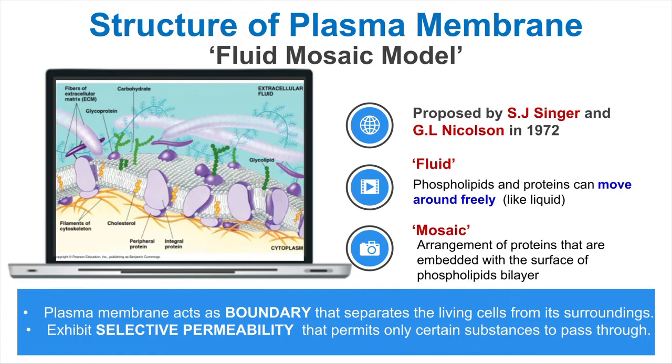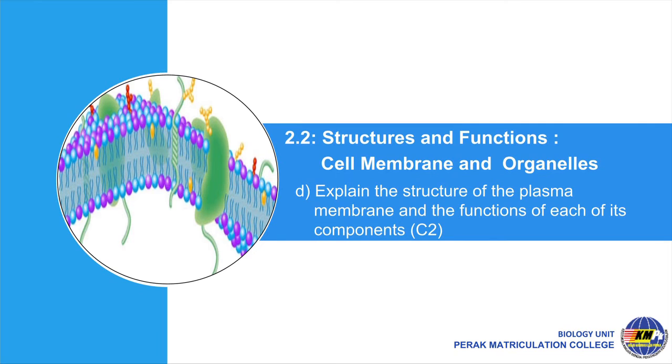The word fluid refers to phospholipids and proteins that can move around freely, like liquid, while the word mosaic refers to the arrangement of proteins that are embedded within the surface of the phospholipid bilayer. Plasma membrane acts as a boundary that separates the living cell from its surroundings. It exhibits selective permeability that permits only certain substances to pass through. Now, we will look into detail the structure of plasma membrane and the functions of each of its components.